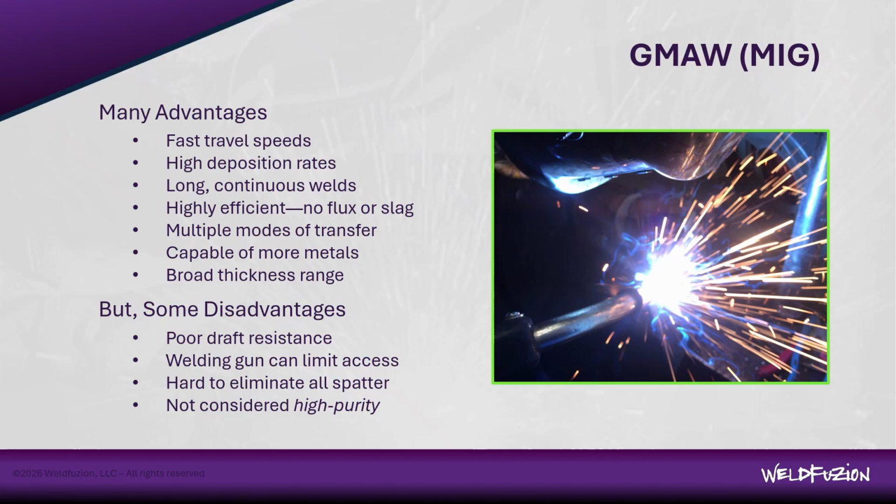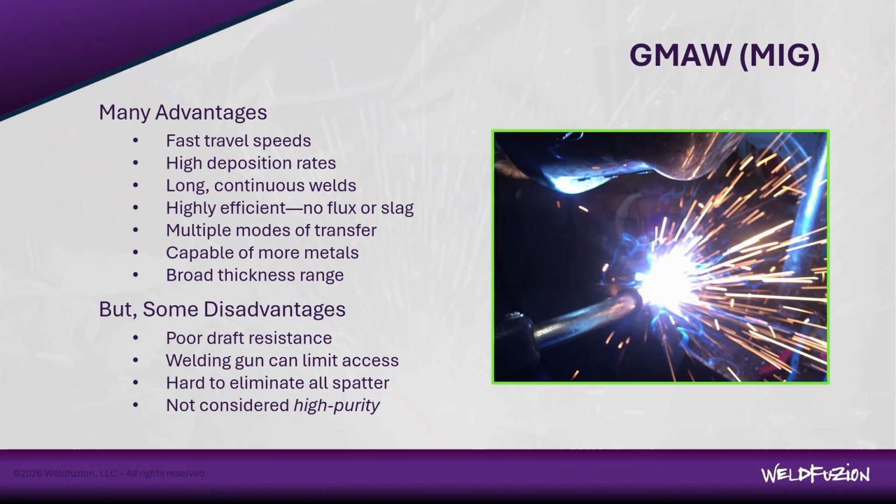Now, it does have disadvantages. Poor draft resistance pretty much keeps it confined to the shop unless special provisions are made, right? If you're out on a pipeline trying to do solid wire MIG with shielding gas, you're going to find you got no gas around your weld. So the only way that's done is to build a tent or a block, some type of a screen to keep the wind away and hold the gas where it needs to be.